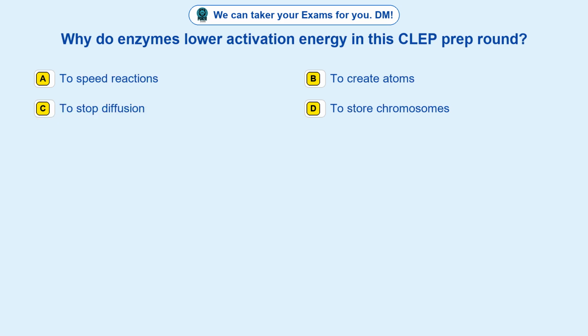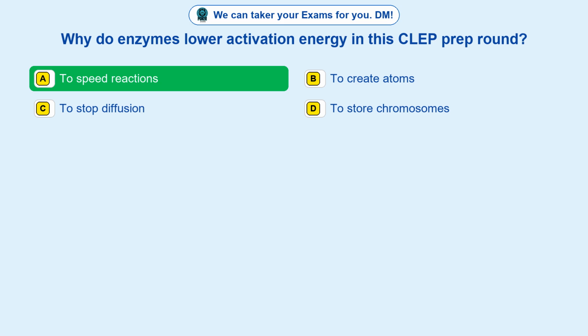Question 5. Why do enzymes lower activation energy in the CLEP prep round? Option A, to speed reactions. Option B, to create atoms. Option C, to stop diffusion. Option D, to store chromosomes. The correct answer is option A, to speed reactions.